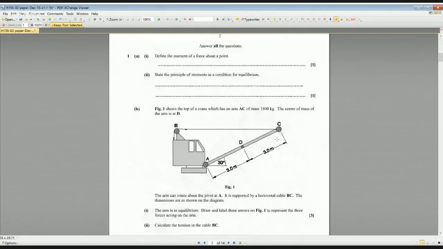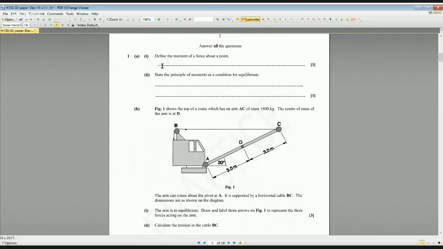And the first question is a relatively straightforward question. Define the moment of a force about a point. Well, that's one of the definitions you sort of need to memorize. You can use a tool like Memorize or Quizlet to try and memorize these things. Also, if you go on my website, cowenphysics.com, you'll see I've put a list of definitions up there. This is one of them.